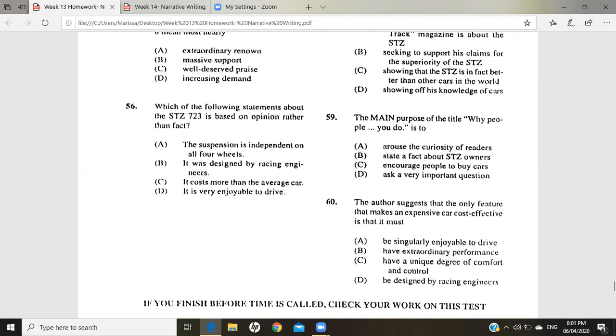Okay, well. The answer was A, be singularly enjoyable to drive, because they put a lot of emphasis on the relationship between the car and how you feel when you drive the vehicle. So the best answer was A. So put your total out of 60. 9, 10, 11, 12, 13, 14, 16, can you tell me the answer for 19, 20, 21, 22.